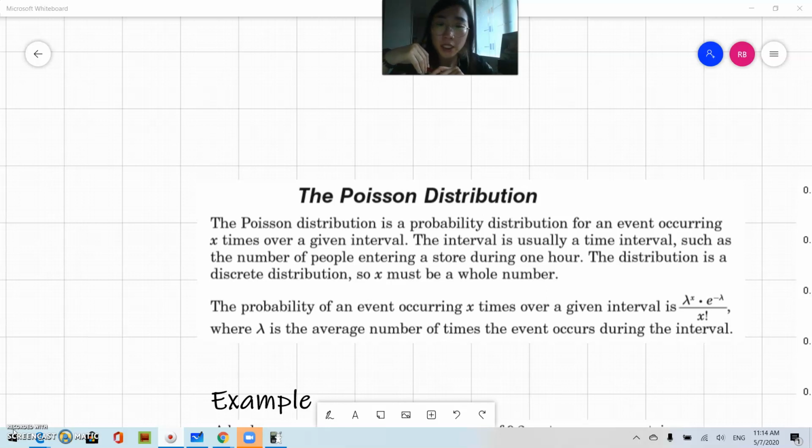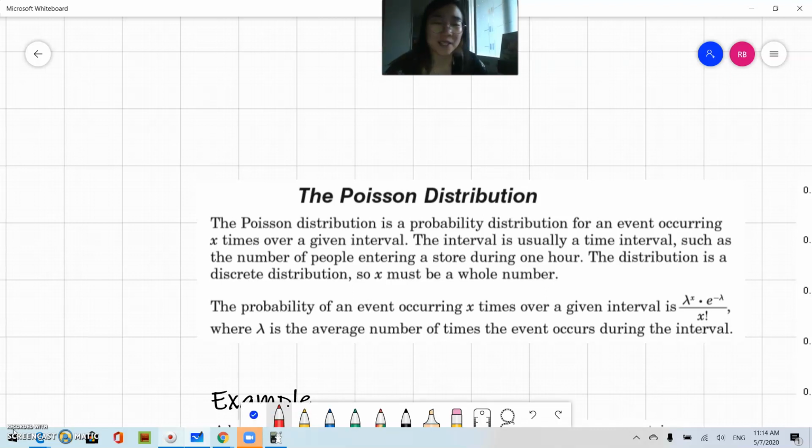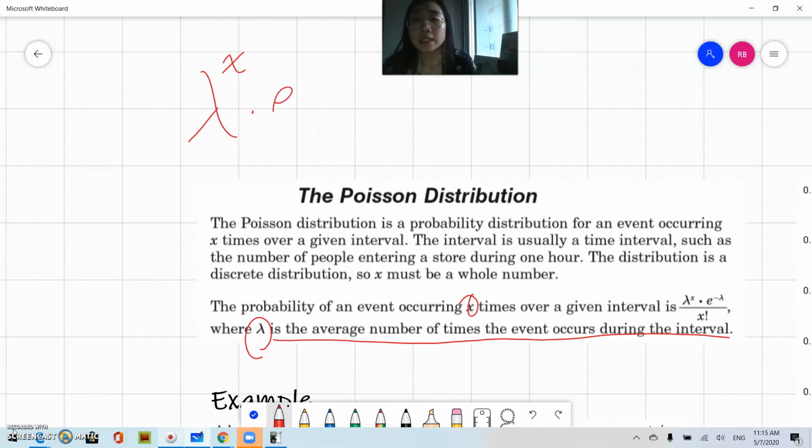The probability of an event occurring x times over a given interval is this funky looking equation. This symbol is called lambda. Lambda to the x power. Lambda is the average number of times that the event occurs in a given interval, and x is the number of times that I'm interested in knowing. And e is the e that you know, Euler's number, about 2.72. Then e to the negative lambda, over x factorial. I know, it's kind of crazy looking.